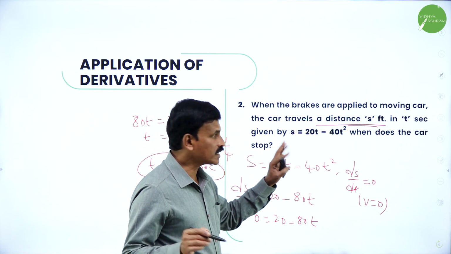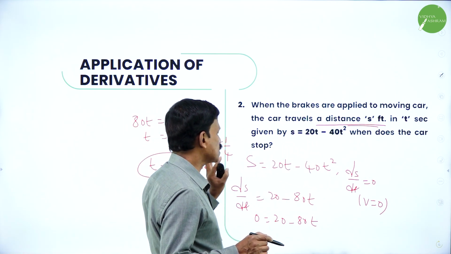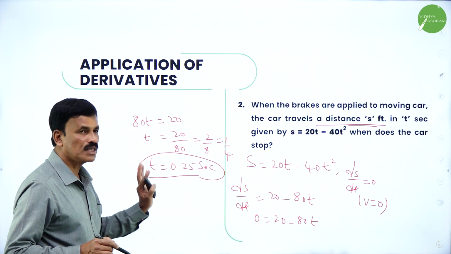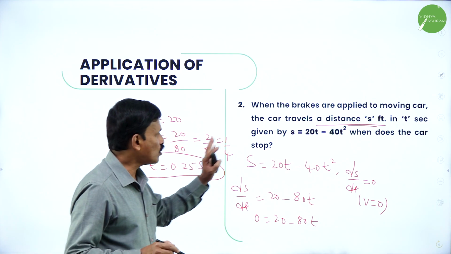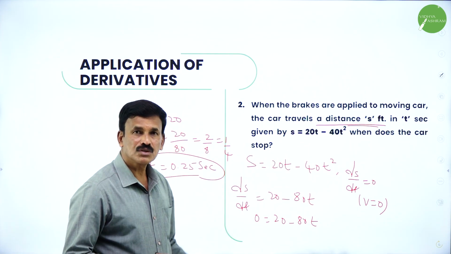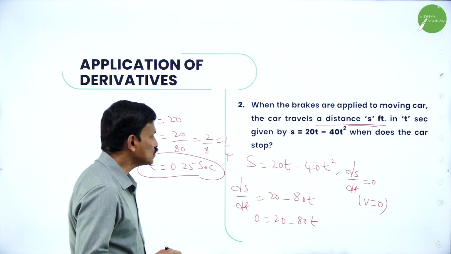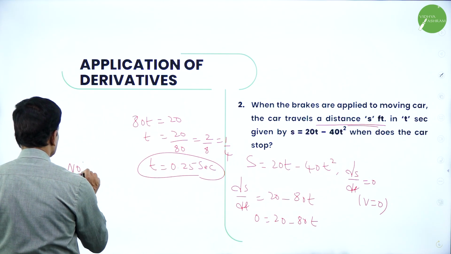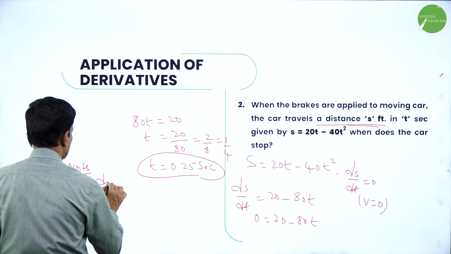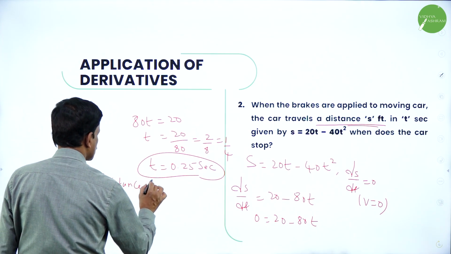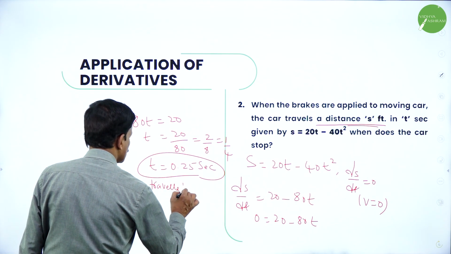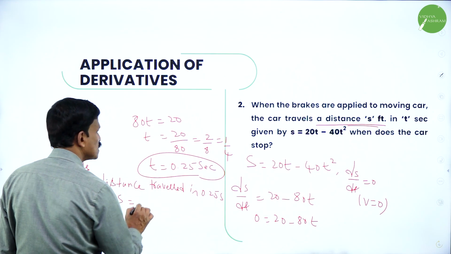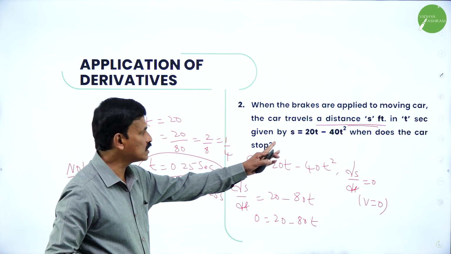So what is to find is the time. When does the car stop? The car will stop at 0.25 seconds. Suppose if you want to find how much distance it will travel during the time 0.25 seconds, the distance traveled is given by S. Substitute here, put the value of t in the given equation.